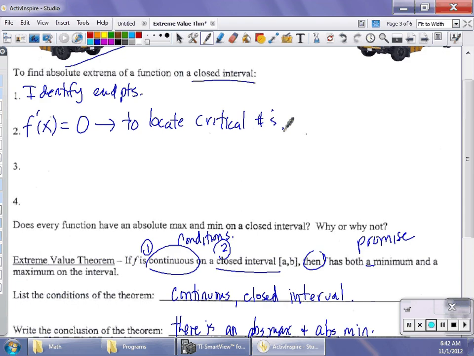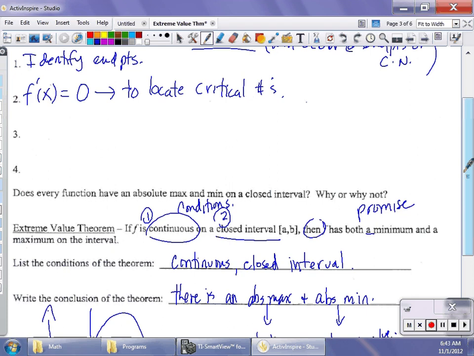because the absolute extrema will occur at endpoints or critical numbers. So we identify the endpoints. We set the first derivative equal to 0 to locate critical numbers. We're going to make a table. You don't have to make a table, but it's just a good way to organize your information.